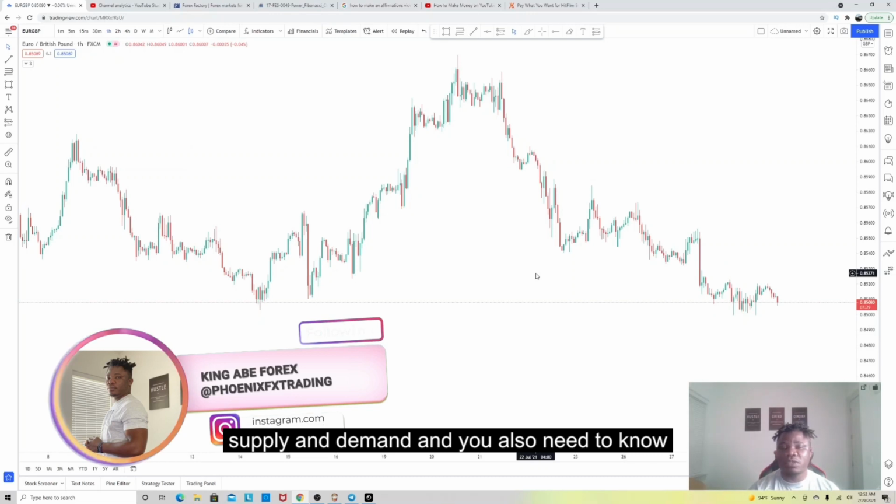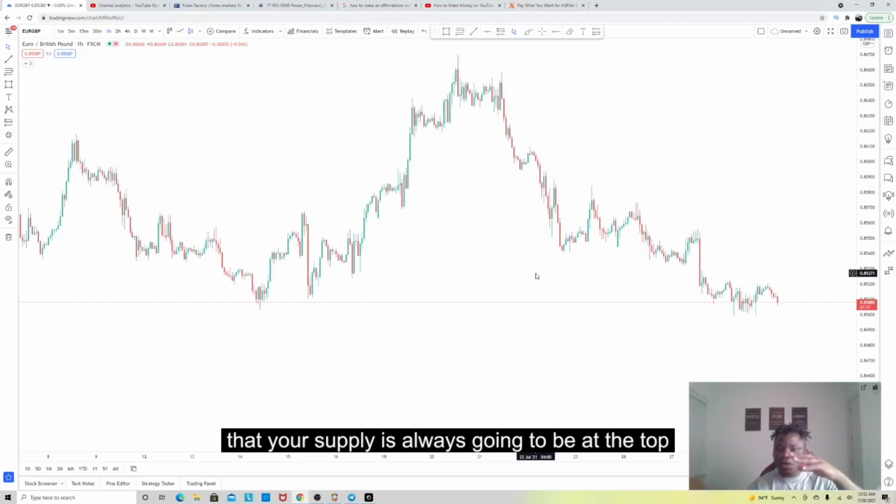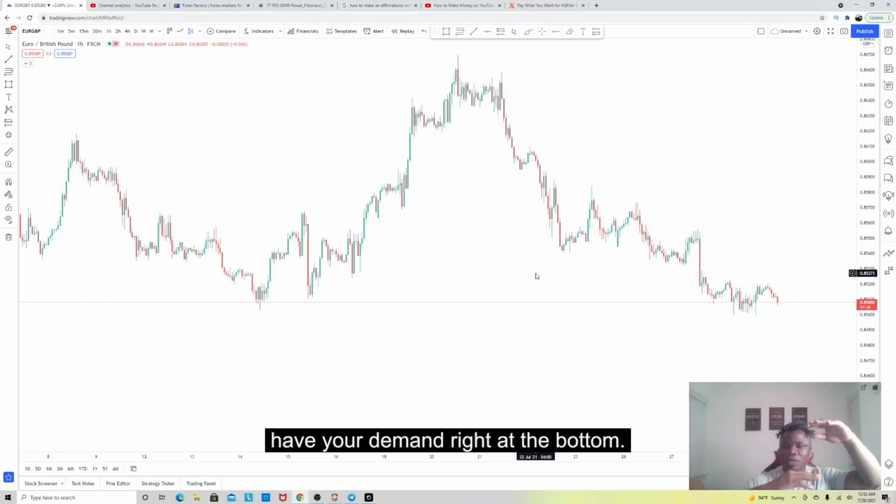And you also need to know that your supply and demand can also act as support and resistance zones. And your supply is always going to be at the top and your demand is going to be at the bottom. So supply at the top, demand at the bottom.